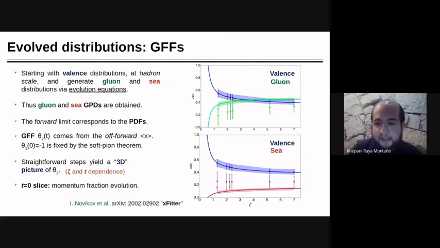Our results are the solid lines. And I'm comparing with some results produced by the XFitter collaboration earlier this year. Here is the valence and the glue, and here is the valence and the sea.